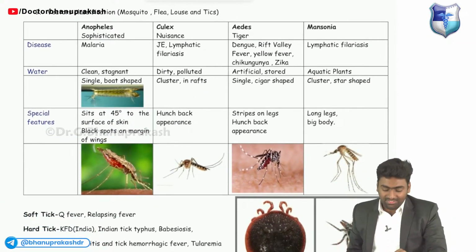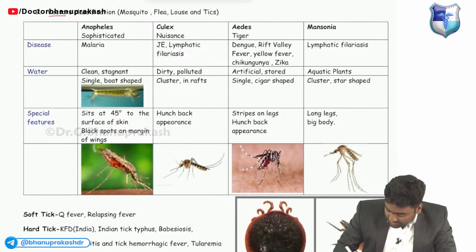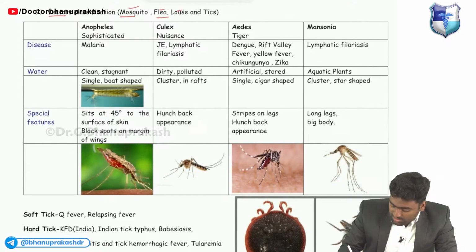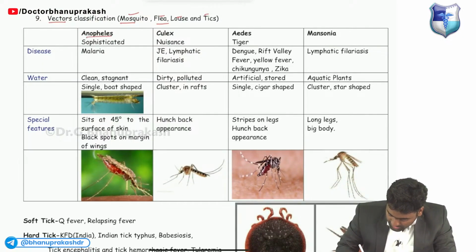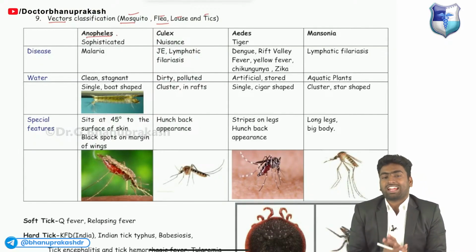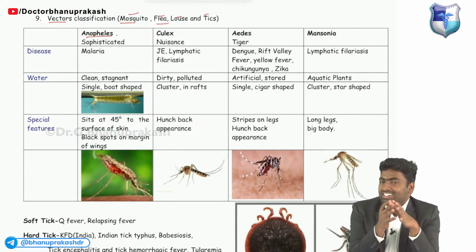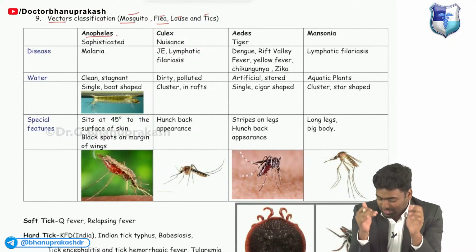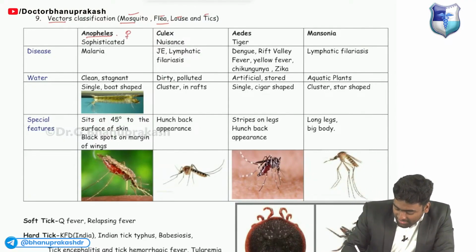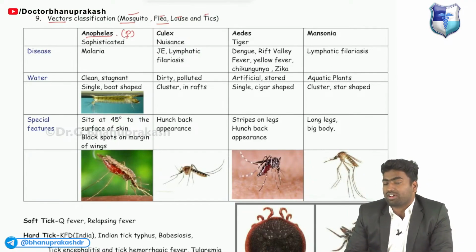First we'll start with the vectors. The vectors we need to know are mosquitoes, fleas, lice and ticks. First we'll see the mosquitoes. This is the Anopheles mosquito. You cannot just say Anopheles; it is the female Anopheles mosquito which is responsible for malaria.